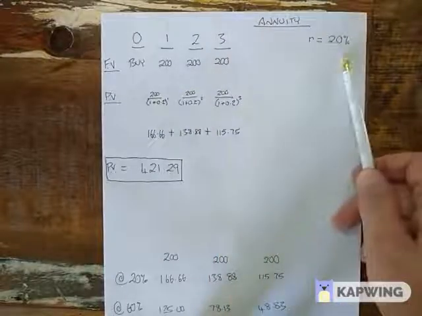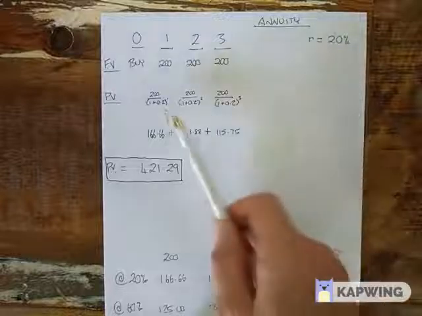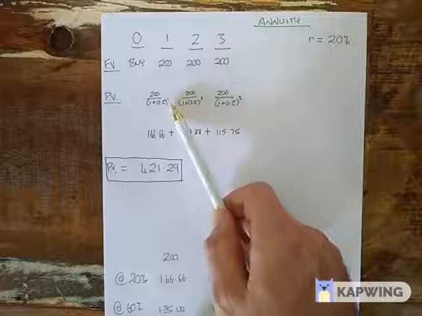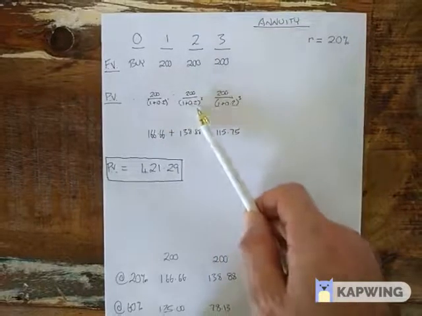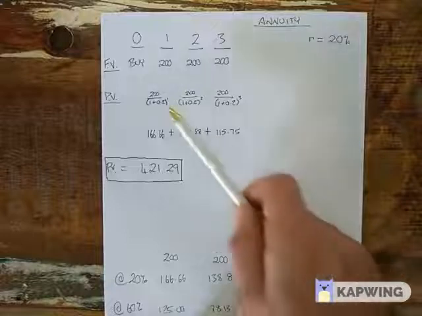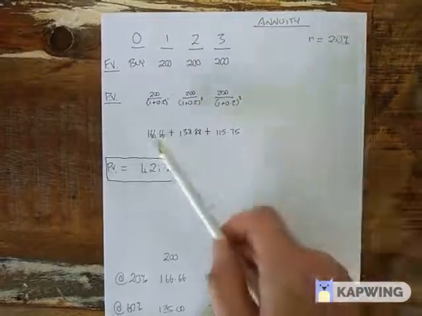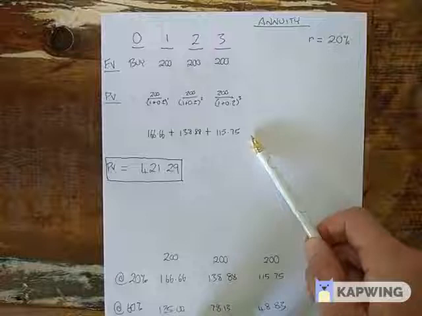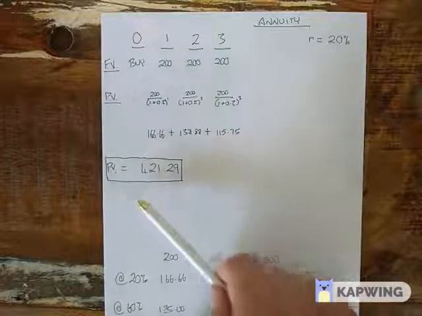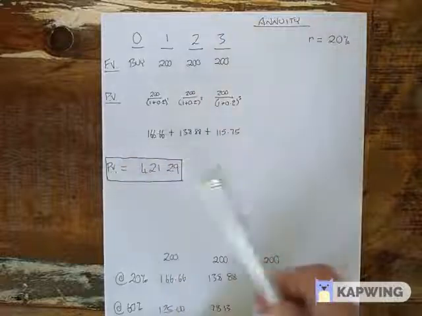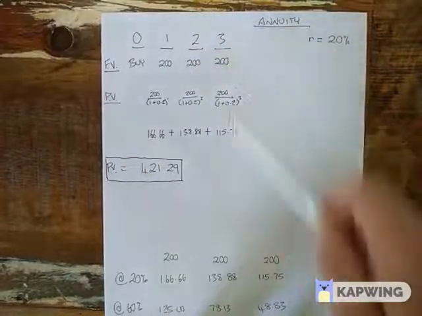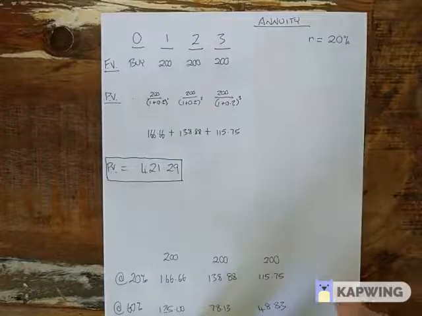In this case, R is 20%, or 0.2. So 1.2 to the first power, 1.2 to the second power, 1.2 to the third power. I do these simple calculations and I end up with these values. I add them together and I end up with this. That is the present value of the ability to receive $200 per year for 3 years starting next year.